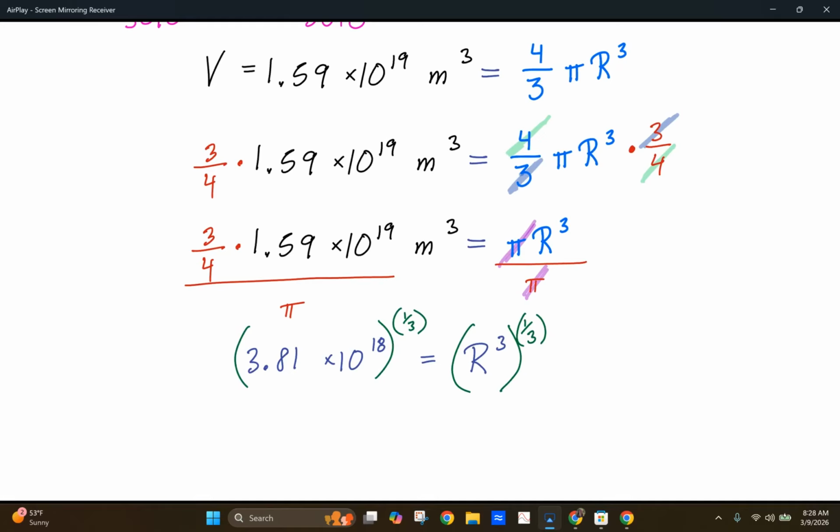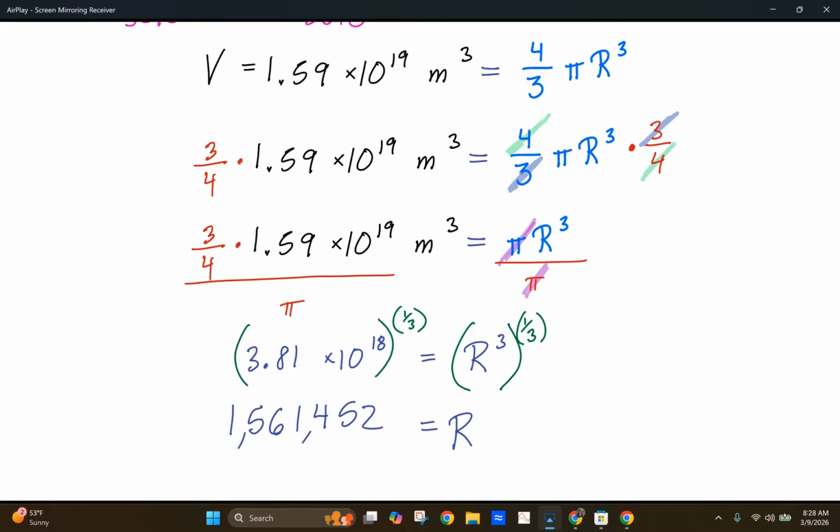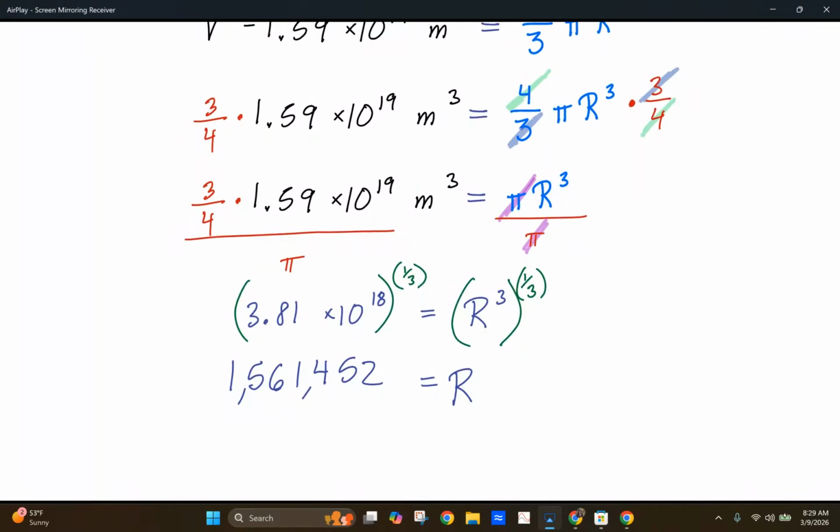And then for the answer for the radius, we get 1,561,452. But I could also write it as 1.56 times 10 to the 6 meters is the radius of Europa.